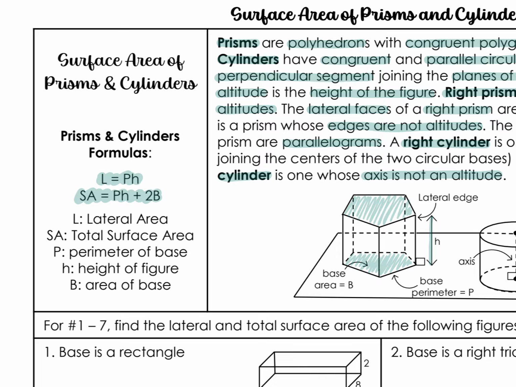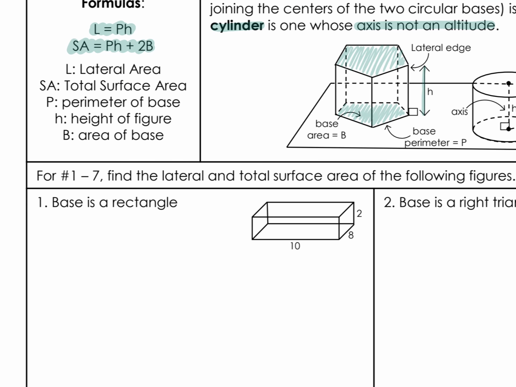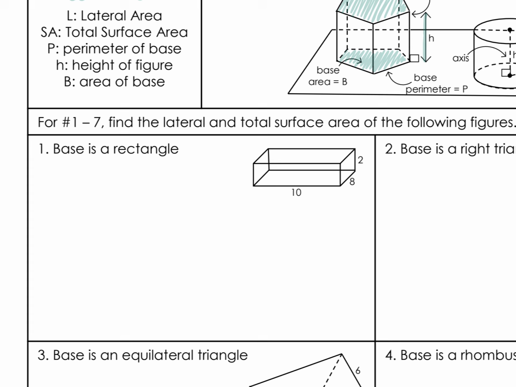All right, now let's look at our practice problems. For these problems, 1 through 7, we are asked to find the lateral and total surface area of the following figures. I'm going to start off by mentioning that in figure 1 here, we actually are going to skip over lateral, because unless they specify which 2 sides they want to be your bases, it is going to kind of change depending on what you're using.